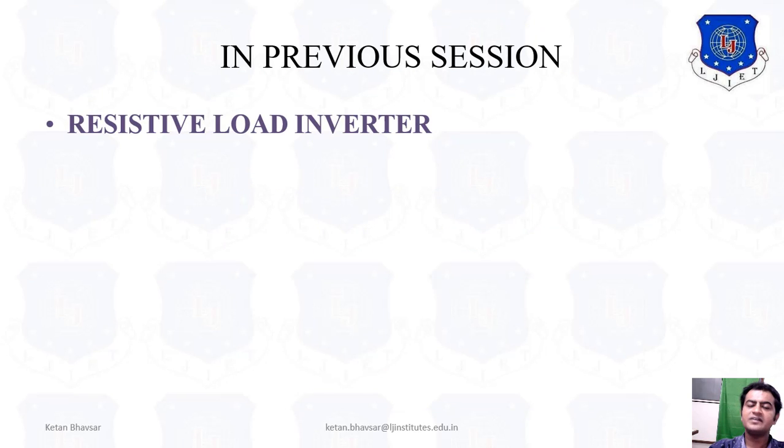In the previous session we discussed the resistive load inverter, and for it we calculated the drain current ID for the linear and saturation regions in terms of Vin and Vout. Here Vin is equal to VGS and Vout is equal to VDS. So we derived the drain current ID for the linear and saturation regions.